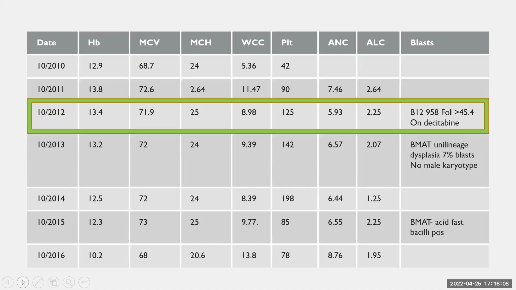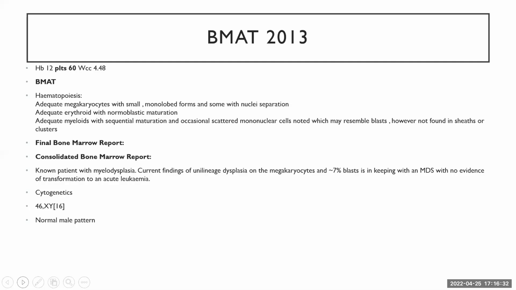In 2012, his platelet counts were maintained, and he wasn't transfusion requiring, and he was still on the decitabine. However, in 2013, he started developing cytopenias, and a repeat bone marrow aspirate and trephine was done to investigate this. Next slide, please.